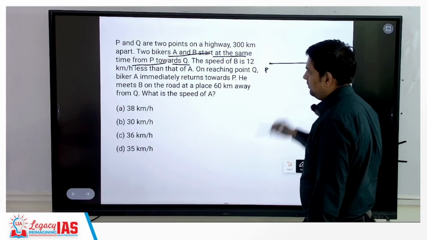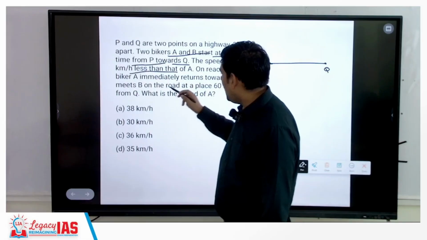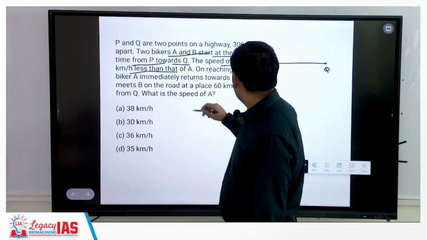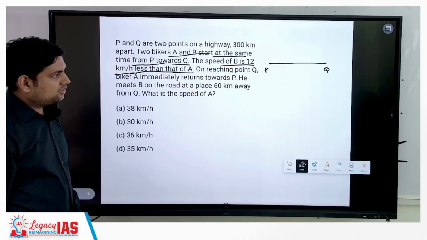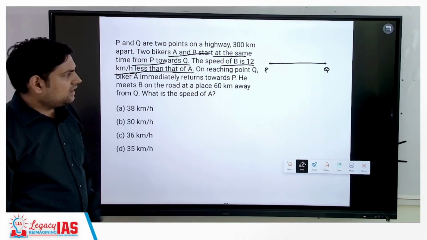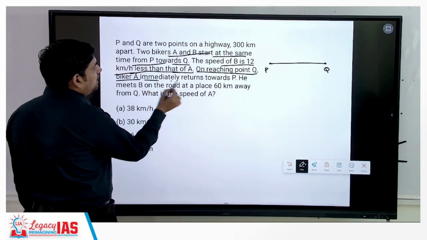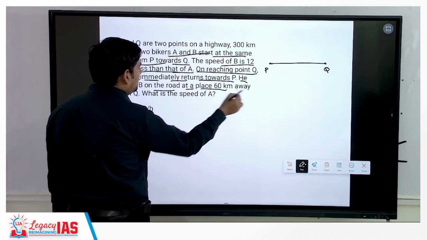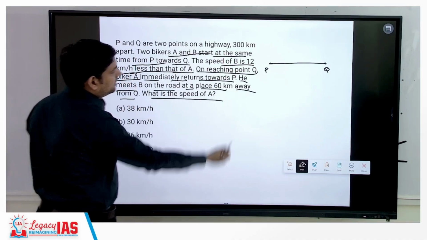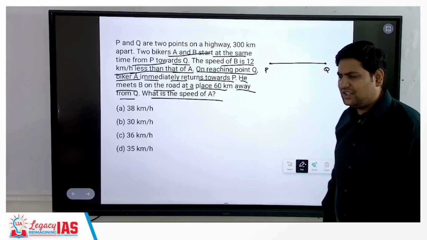From P towards Q. Now, the speed of B is 12 km per hour less than that of A. So B's speed is 12 km less than A. On reaching point Q, biker A immediately returns towards B. He meets B on the road at a place 60 km away from Q. What is the speed of A?